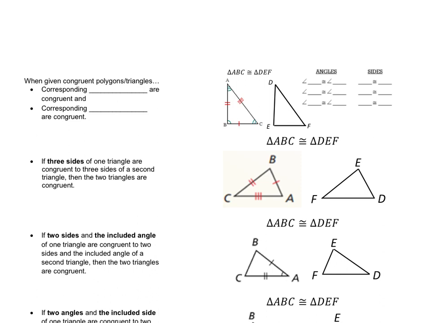When we are given congruent polygons or triangles, and this will apply when we start studying larger shapes, corresponding sides are congruent and corresponding angles are congruent. When we studied parallel and perpendicular lines and used the word corresponding, we were talking about angles in the same spot. We are still talking about that. Our two triangles here say that triangle ABC is congruent to triangle DEF. The order in which they write those letters is so important.